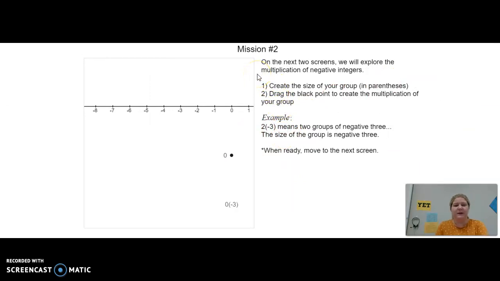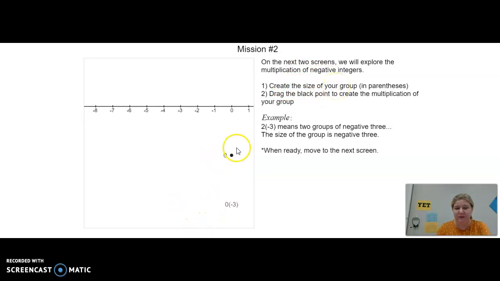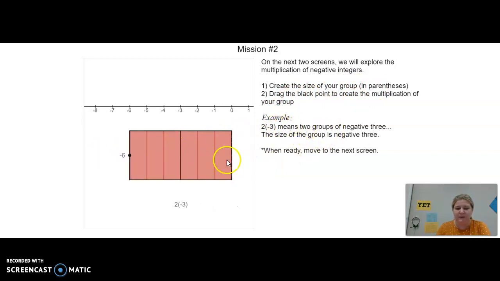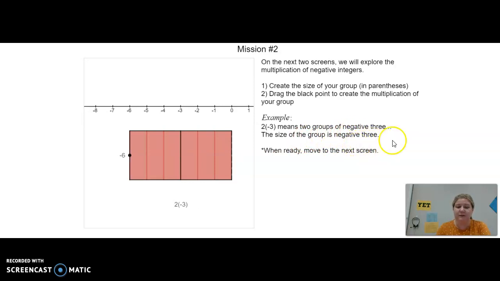Now we're going to look at the next part of this. On the next 2 screens, we will explore the multiplication of negative integers. We're going to create the size of our group, and that's what's in parentheses. Each group here is -3. And then we're going to drag the black point to create the multiplication, or the repeatedly adding of the group. So here's our example. 2 times -3 means 2 groups, 1 group, 2 groups of -3. The size of the group is -3.